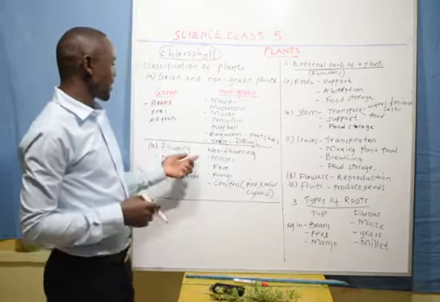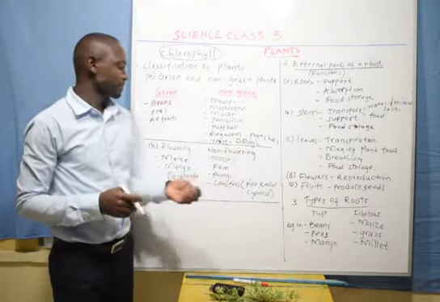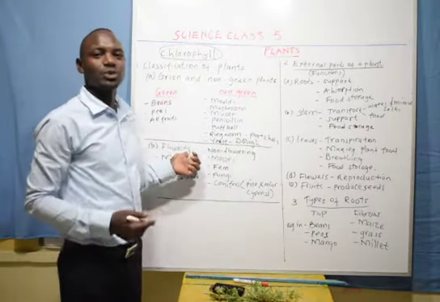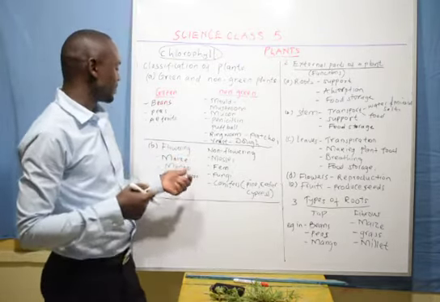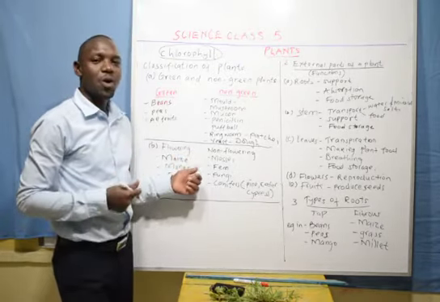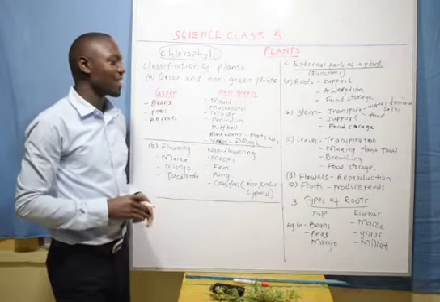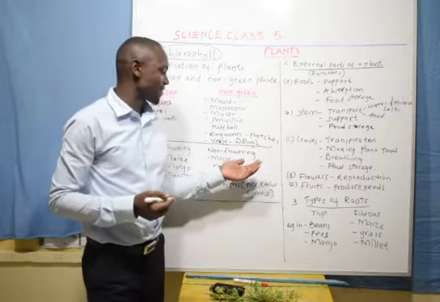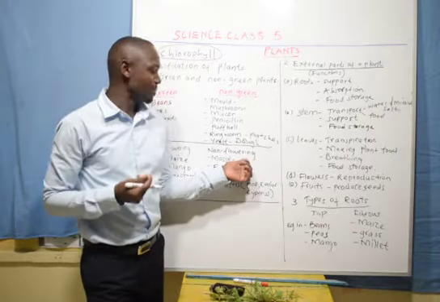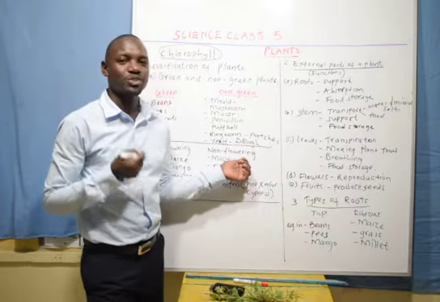Now we have flowering and non-flowering plants. Flowering plants are plants which reproduce by use of flowers. They produce flowers. Examples are the maize, mango, jacaranda, and all other plants which you know produce flowers. Then we also have non-flowering plants. Non-flowering plants do not produce flowers.